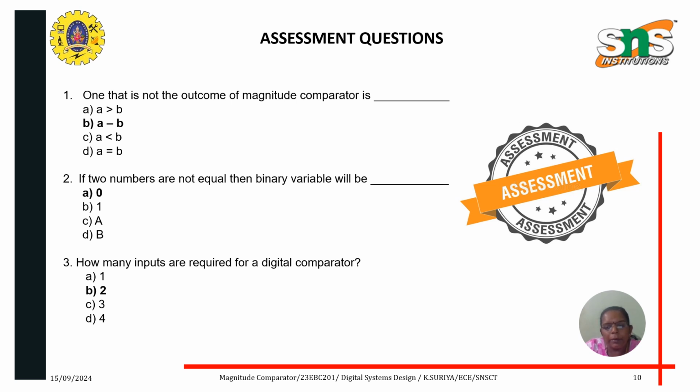How many inputs are required for a digital comparator? The options are 1, 2, 3, 4. Yes, the answer is 2. So two numbers will be compared and you'll be getting the three outputs.